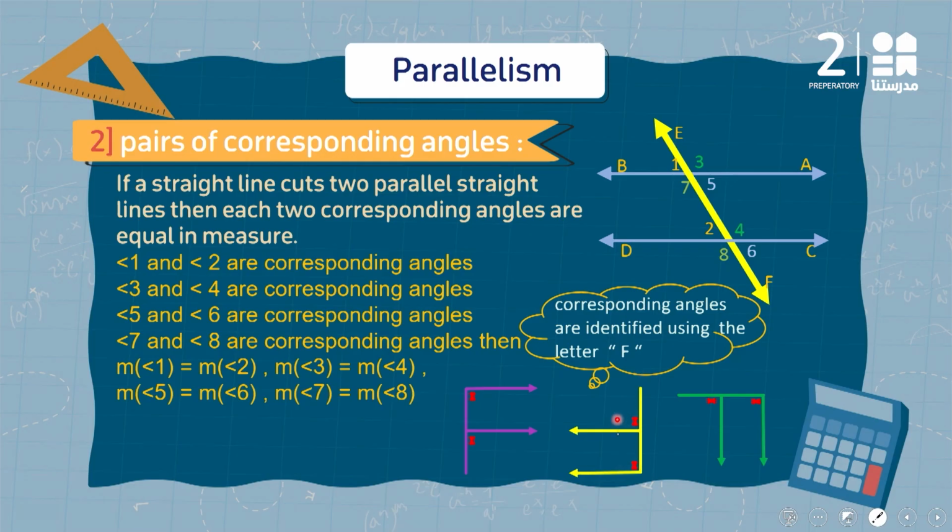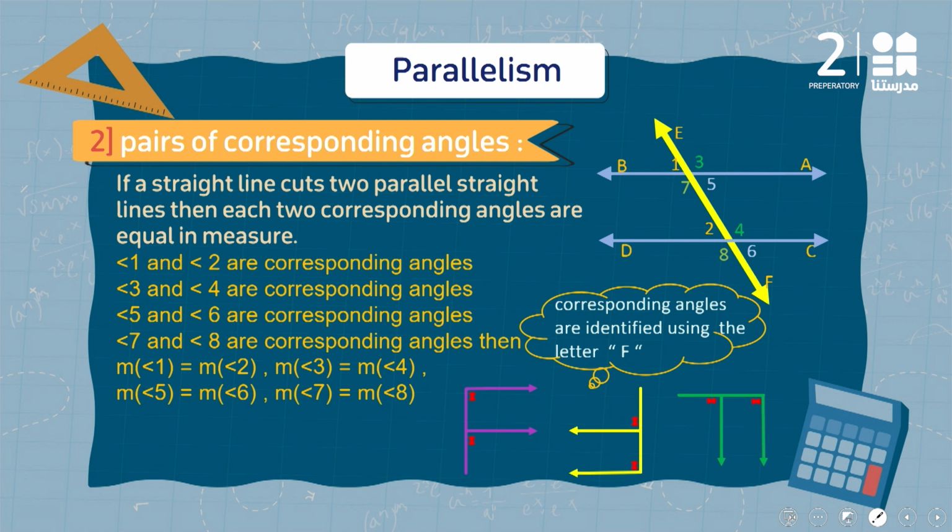Here, we are above the parallel lines and making letter F. Can you see this letter F? So these corners are called corresponding angles, and they are equal in measure. And the last position, these corners are called corresponding angles, and they are equal in measure. So letter Z identifies the alternate angles, and it helps us to find them, and they will be 2 pairs only. Letter F will help us to find the corresponding angles, and they are 3 pairs.